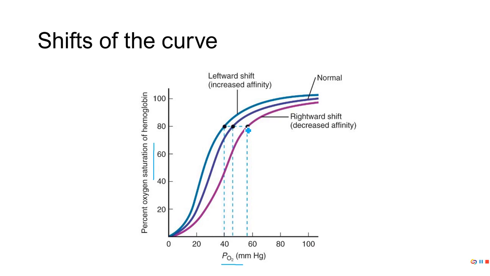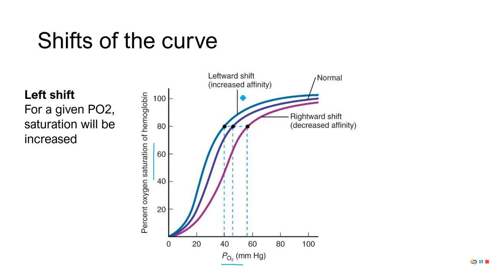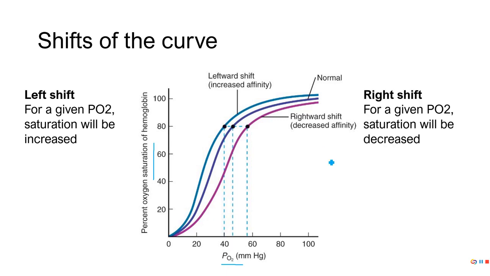Now, we can also affect this curve. We can shift it left or shift it right. When we shift it left, we increase the affinity or attraction between oxygen and hemoglobin. What that means is that for a given partial pressure, I'll have a higher saturation. If I have a right shift, that's going to cause a decreased affinity or decreased attraction. So for a given partial pressure, I'll have a lower saturation.